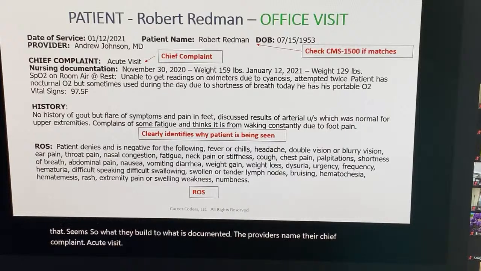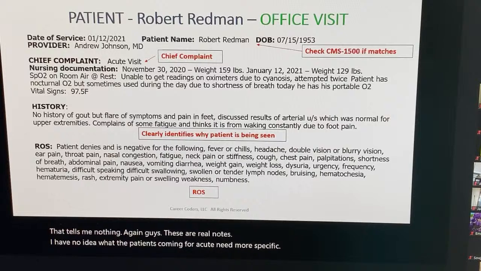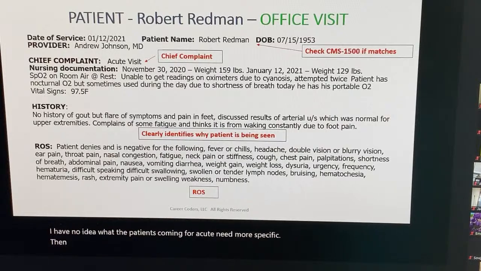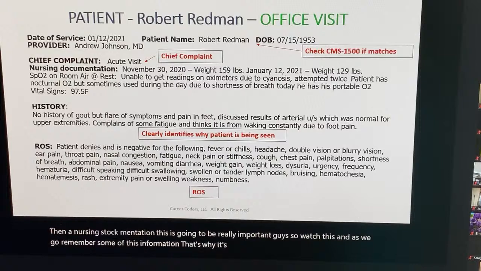That tells me nothing. Again, guys, these are real notes. I have no idea what the patient's coming in for. Acute visit, need more specific. Then the nursing documentation. This is going to be really important, guys, so watch this and as we go, remember some of this information. That's why it's good to have the notes in front of you.